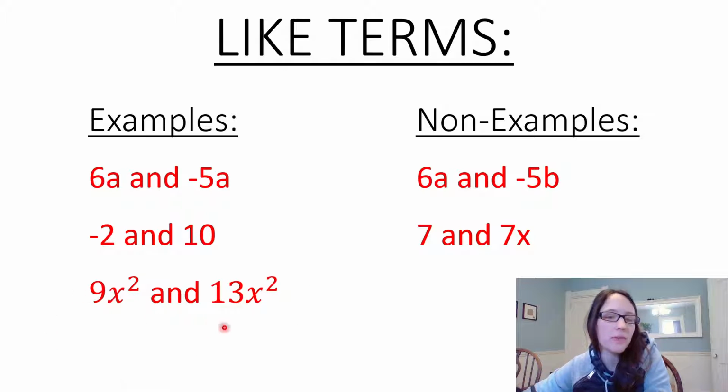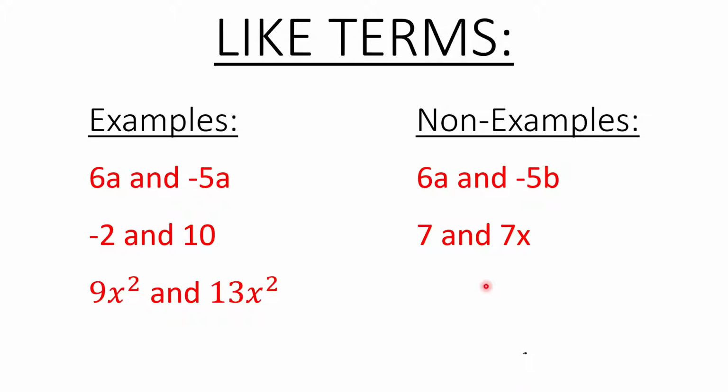And then a newish type of example is, well, what if we have 9x squared and 13x squared? These are perfectly like terms. We're just counting how many x squareds we have. So 9x squared plus 13x squared, well, that's just 9 plus 13. You get 22x squareds. But if you change your exponents, like if we have 9x squared and 13x to the power of 7, these are not like terms anymore. So you can't add x squareds and x to the 7th. They just don't go together.